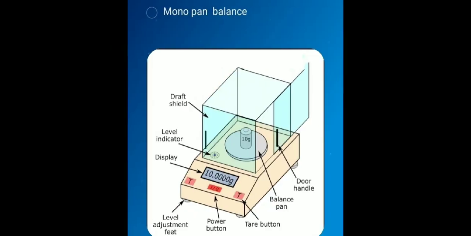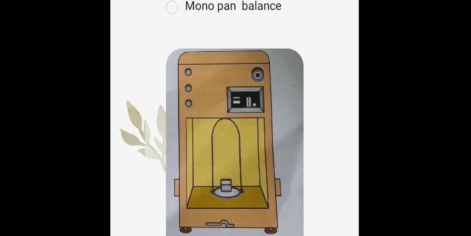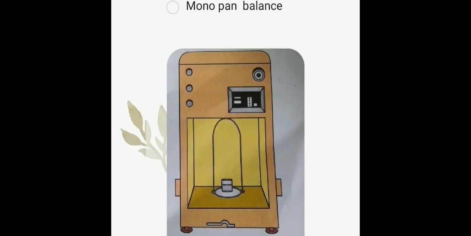Now the monopan balances. These are electronically operated and work on the principle of substitution of weights. The outstanding features of these balances are: number 1, high accuracy and sensitivity; number 2, quick weighing; number 3, easy handling; number 4, direct reading without use of weights; number 5, easily readable rotary scale; number 6, accuracy range 0.1 milligram to 0.001 milligram.